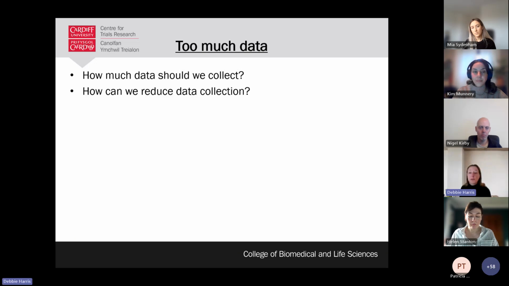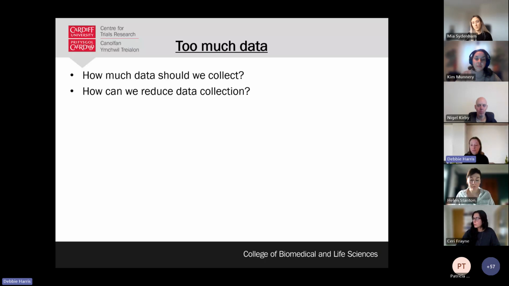So as data managers, one of the things we have to consider is how much data we are collecting. It's not ethical to collect too much data, and we should only be collecting enough data to answer the research questions as listed in the trial protocol. However, there is always the temptation to collect too much.